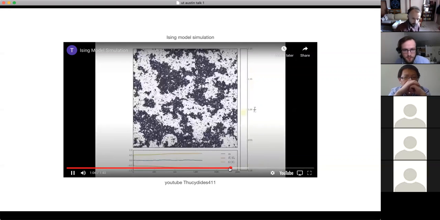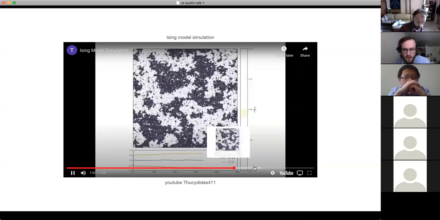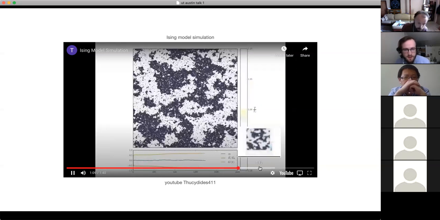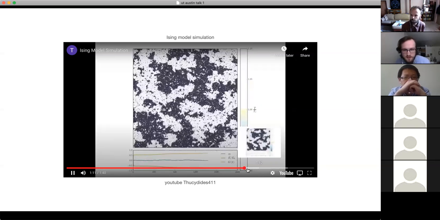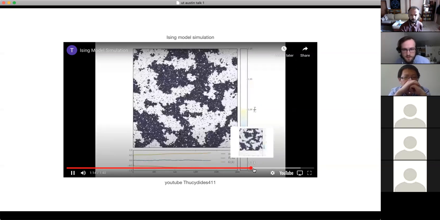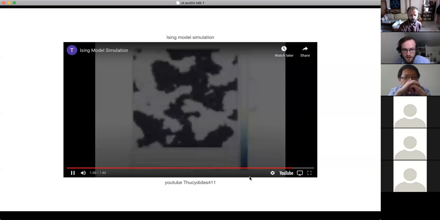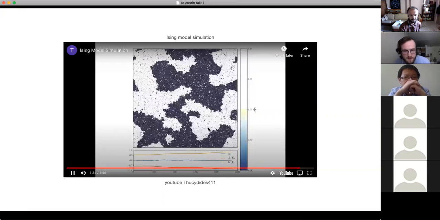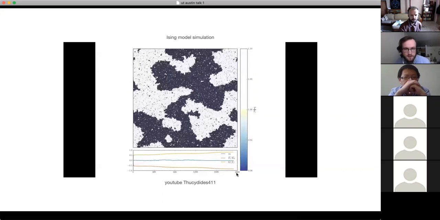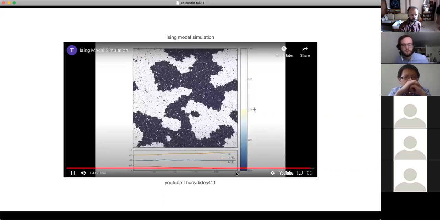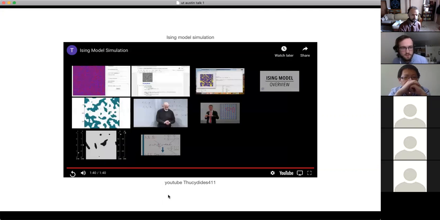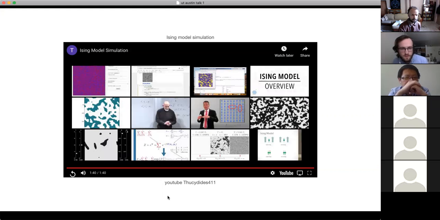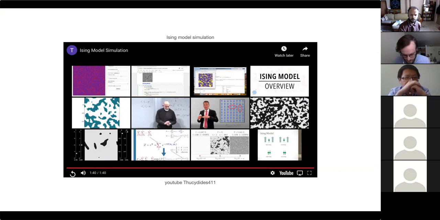Let's skip ahead a little more. The shapes are bigger, and as the temperature goes down, the boundaries of the shapes seem to be stabilizing. This video stops before this happens, but eventually, now that we're below the critical temperature, we should expect this to be mostly one color. Okay, so that's what was on that first slide.